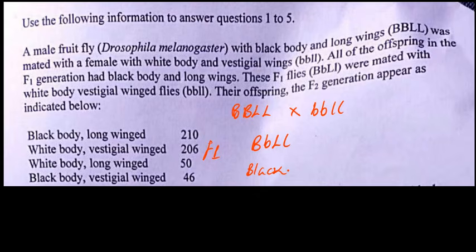All the F1 were round and yellow. So this is what we are getting from here. It's very similar. So now the question goes on to say the F1, that is the progenies which we have obtained. Since we are saying all of the F1 are going to have this genotype, the F1 flies with this genotype, as you have seen, are mated with white body vestigial winged flies.